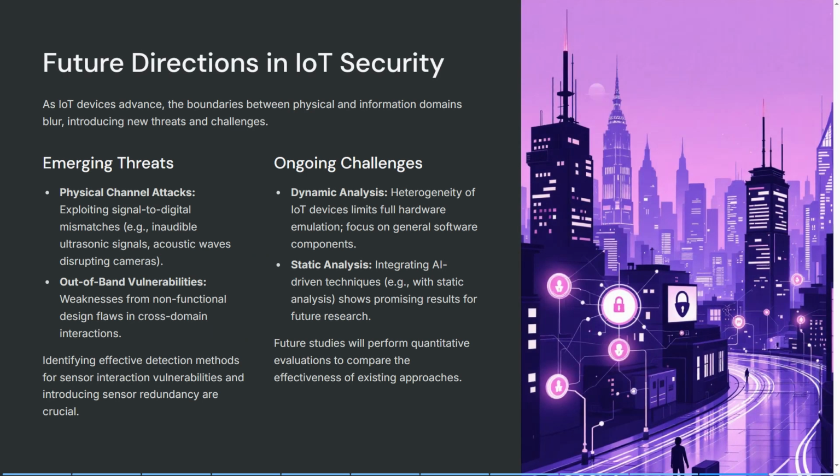The next and final part is the future direction in IoT security. With each passing day, we still have some emerging threats and ongoing challenges that we have to think about. Some of them are physical channel attacks, for example exploiting signal-to-signal mismatch, ultrasonic signals, and acoustic waves, and out-of-band vulnerabilities like non-functional design flaws in cross-domain interaction.